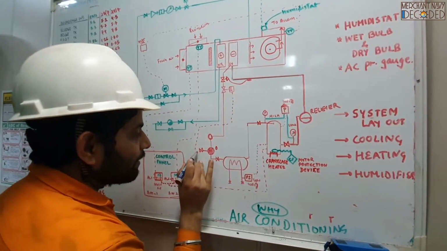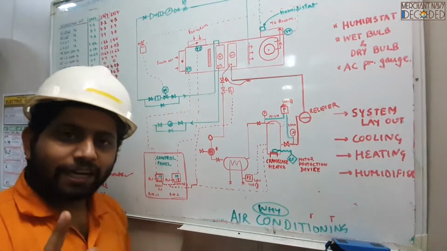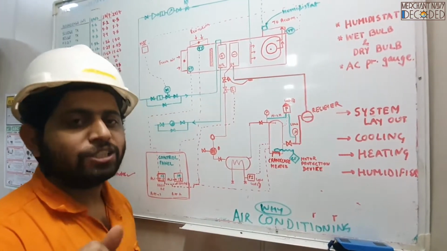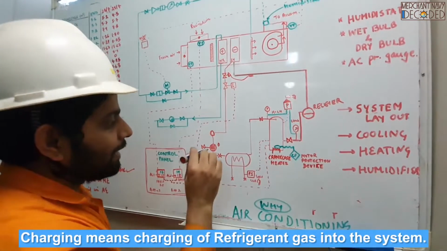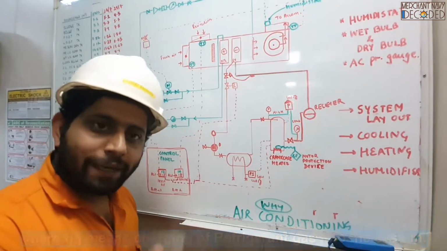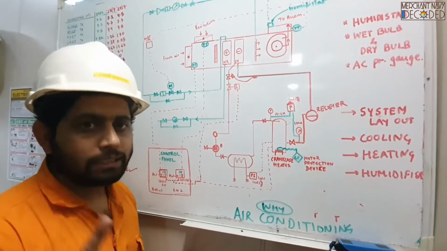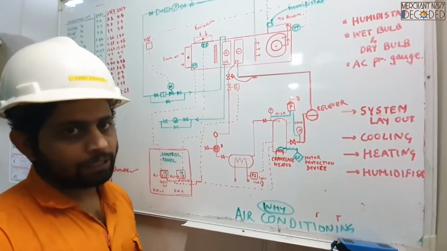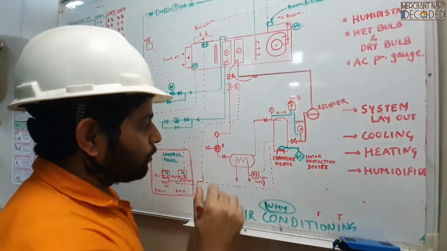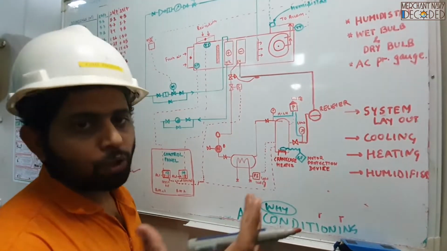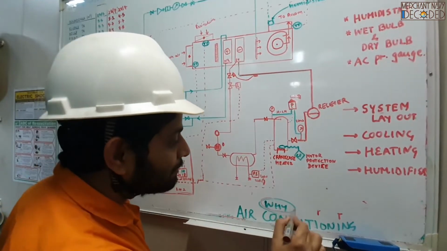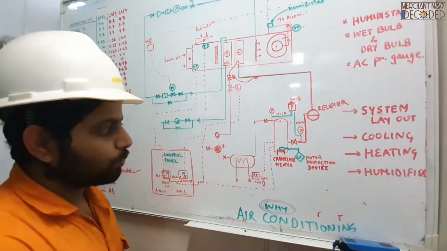Also, this is a refrigerant charging point. Different AC systems have different charging points. Some AC systems will have the charging point on the condenser. Some will have it on the dryer over here. So it depends on your ship. Always read the manual carefully. Again I am telling you, be ship specific. What Mr. Mehta is telling you right now is not going to be important for you when you go on some other ship. But the concept is important. Why are we doing this? Why is this kept over here?